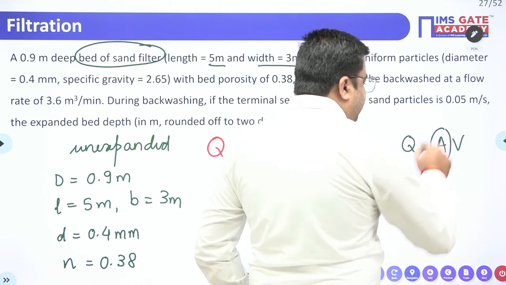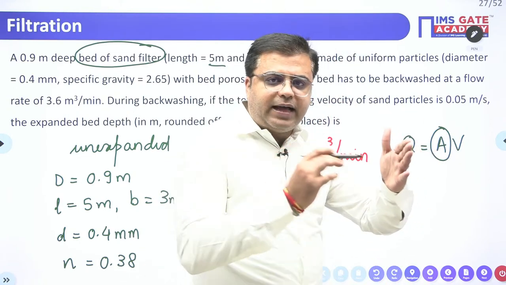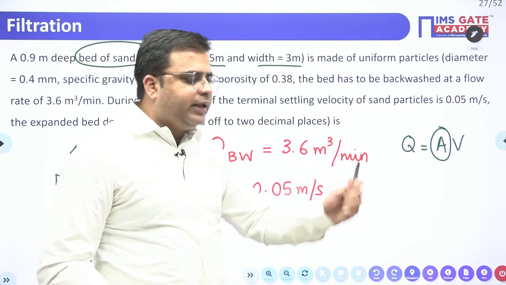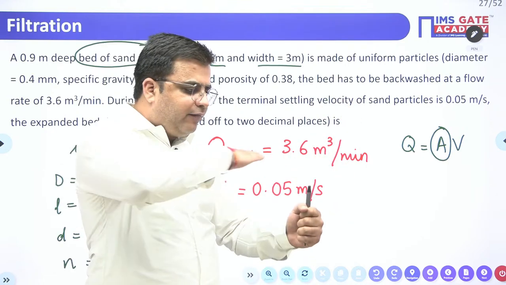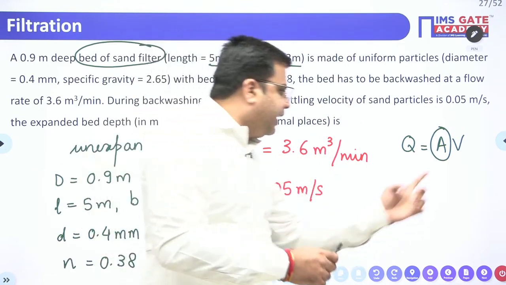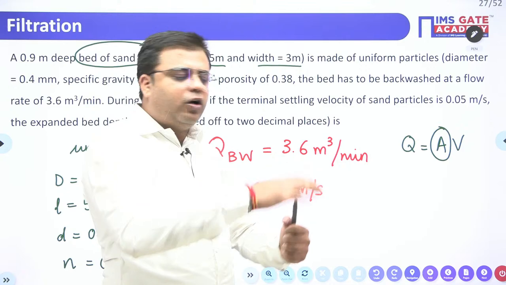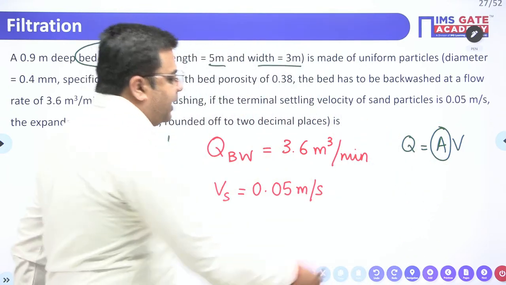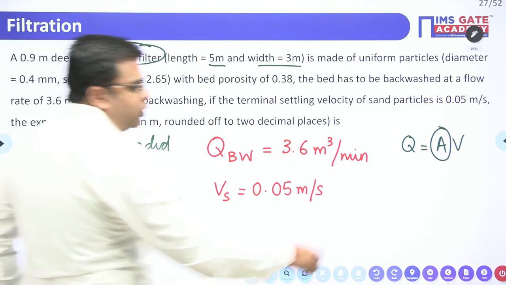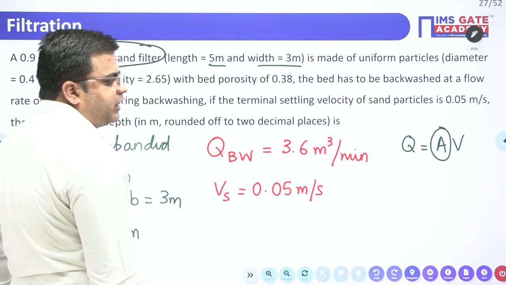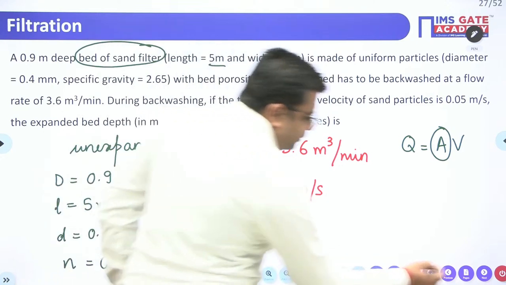This area is the cross-sectional area, which is perpendicular to the direction of flow. If the flow is happening in the vertically upward direction, then perpendicular to this flow direction, we have this plan area, right? For calculating this plan area, we have the dimensions of length and breadth as 5 and 3. So we can use the backwash discharge to calculate the backwash velocity V.